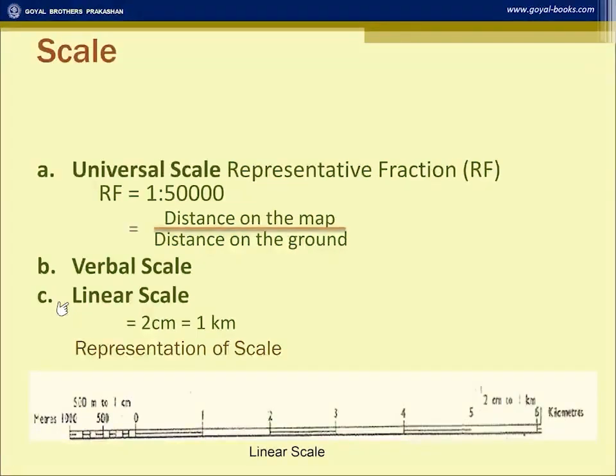Linear scale is what is given at the bottom of your survey sheet, where it shows the actual scale with the calculation, 2 centimeter is equal to 1 kilometer. That is the scale of the map. Here, this scale is drawn. This linear scale shows 6 kilometer on the right of the 0 and 1 kilometer on the left.